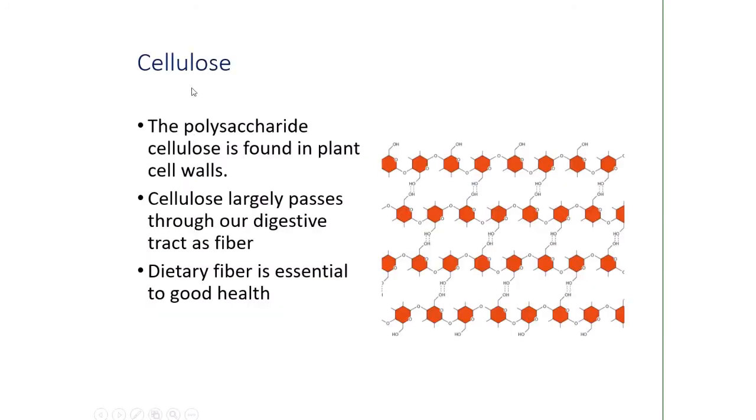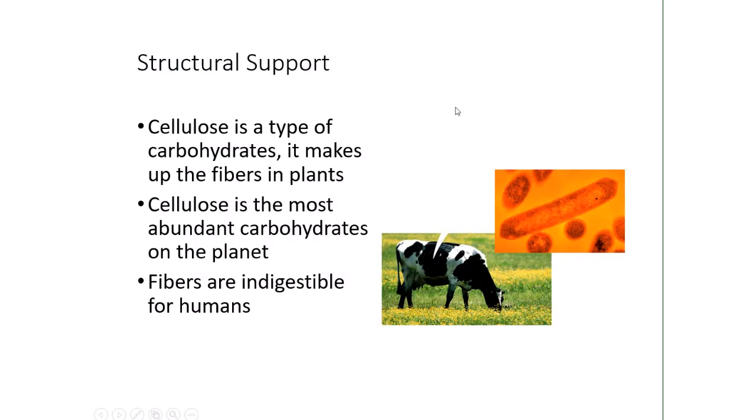Let's start with cellulose. Cellulose is found in plant cell walls. The cell walls give plants support and rigidity. It helps the plant prop itself up, and a lot of this cellulose is undigestible in our digestive tract. So when we eat our veggies, we are ingesting all this cellulose, but we're not able to break it down. Having dietary fiber is actually quite important to maintain good health, as I'm sure your doctor would tell you.